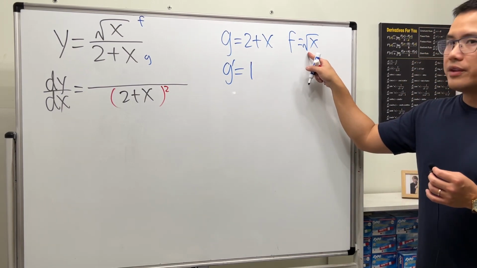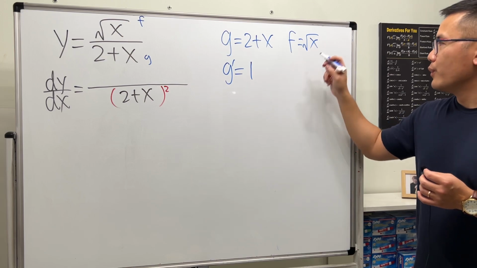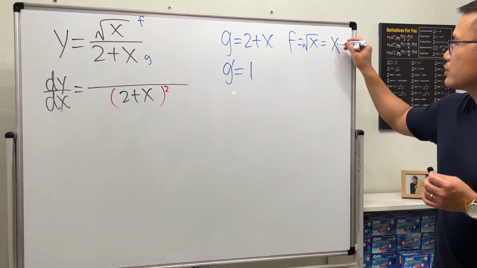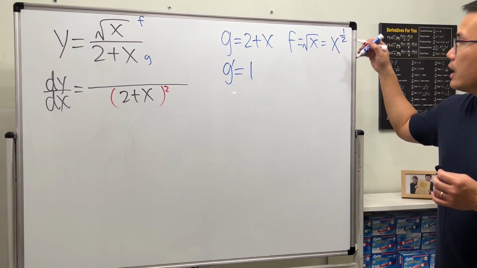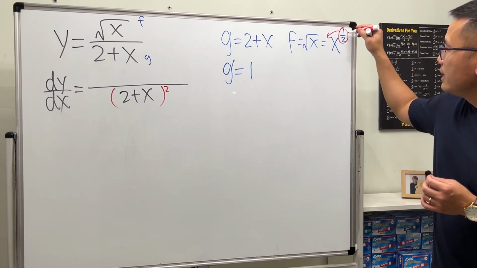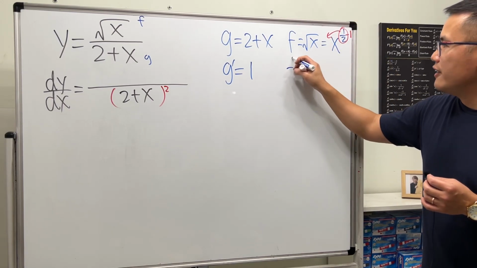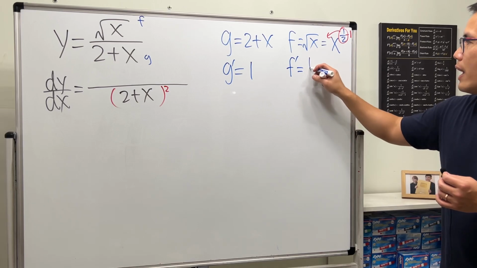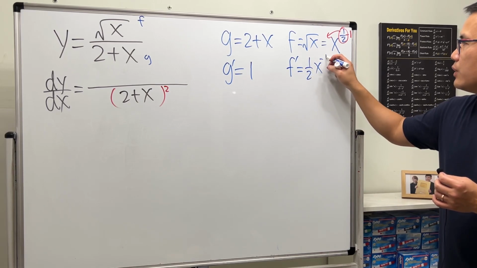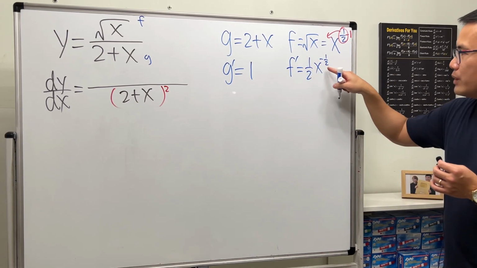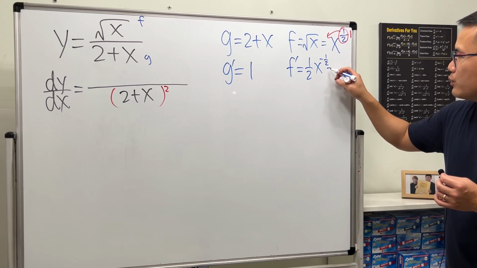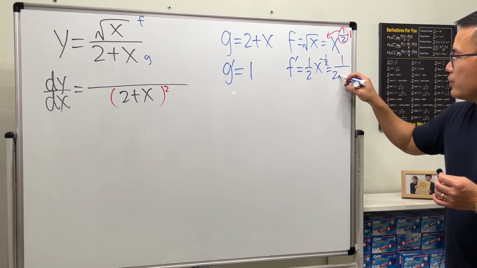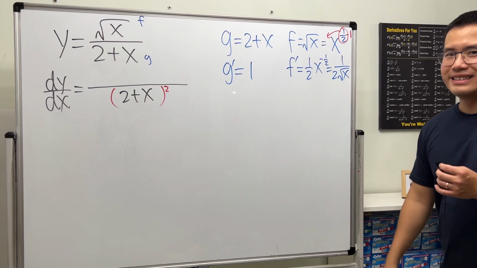And then what's the derivative of square root of x? Well, what we can do is write this as x to the 1/2 power. Put the power to the front and then minus 1. So f prime equals 1/2 x to the negative 1/2 power. But we can put this down to the bottom and write it as 1 over 2 square root of x.